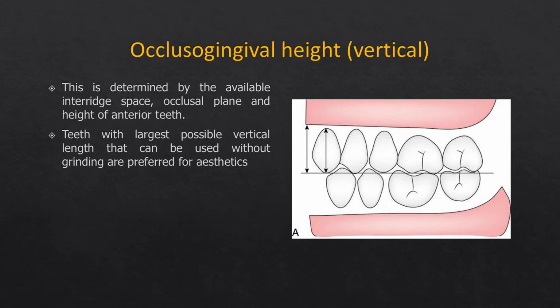Now coming to the occlusogingival height, of course the inter-arch space is very important for the selection of the tooth mold. If we have sufficient inter-arch space, then we can select a larger tooth mold. But if we have restricted inter-arch space, we will have to select a shorter tooth mold, or grind the teeth to fit into the inter-arch space between the parallel ridges.